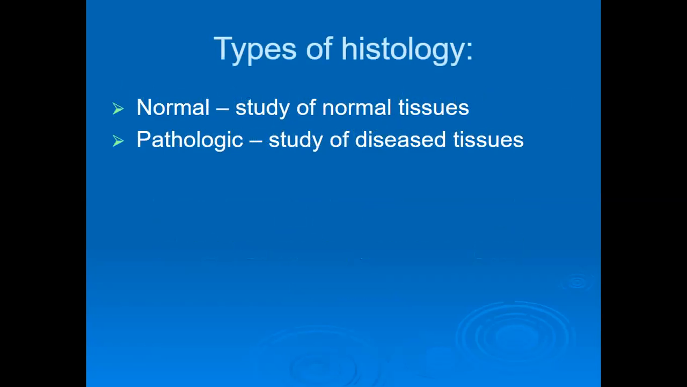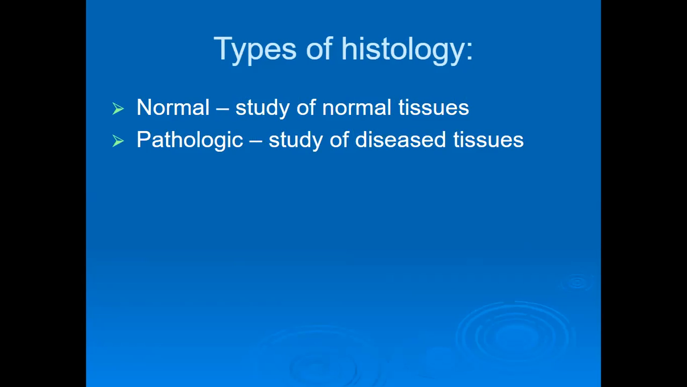Now, there are two types of histology. One type is normal histology, where we just study normal tissues that have nothing wrong with them. We're just learning more about them. But sometimes our tissues become sick. We have a homeostatic imbalance. And so we have to have those tissues looked at by a doctor. And a doctor who studies diseased tissues is what we call a pathologist. So pathologic histology is the study of diseased tissues. So a pathologist would study these diseased tissues.